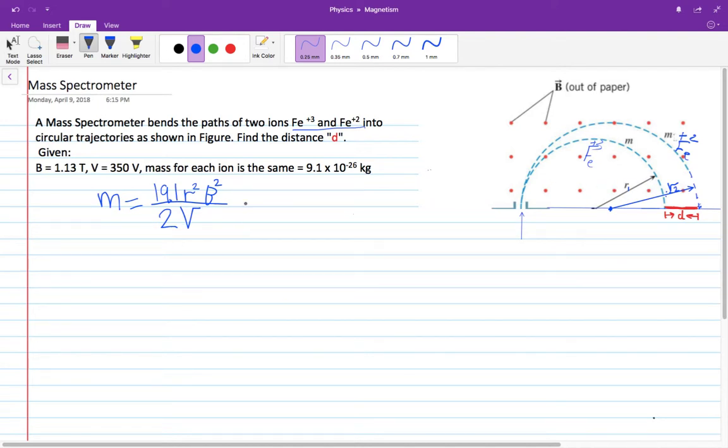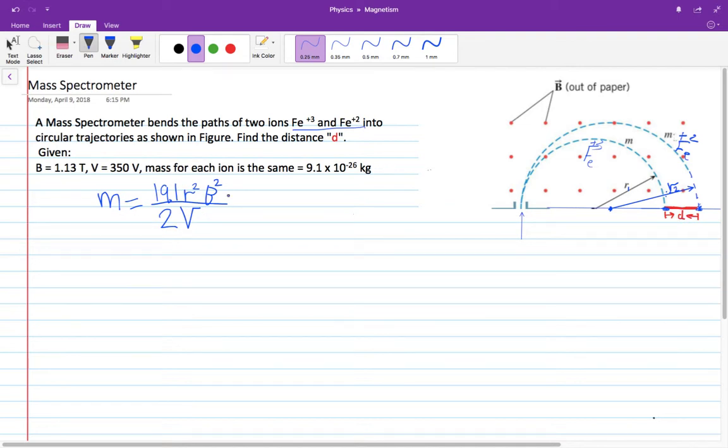We need to find in this problem the distance between the two ions when they fall on the screen. So one ion, Fe plus 2, ends up here, and one ion, Fe plus 3, ends up here. Now we need to find this distance in between. The strategy is to find the radius for Fe plus 3 and the radius for Fe plus 2. Then we can do some calculations to find this distance.